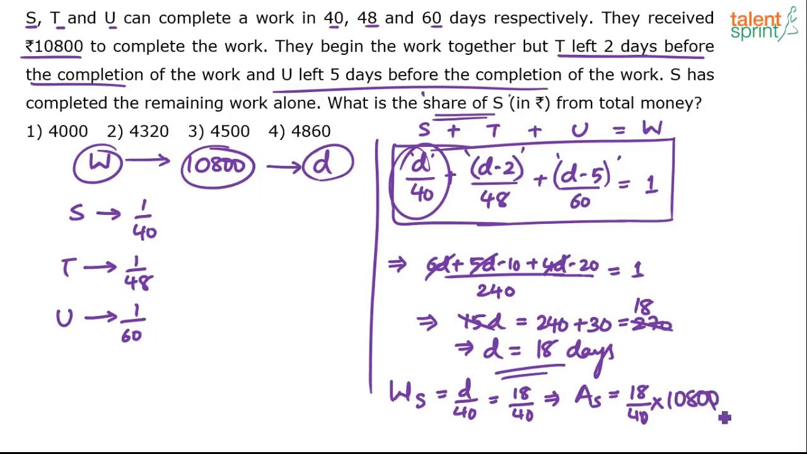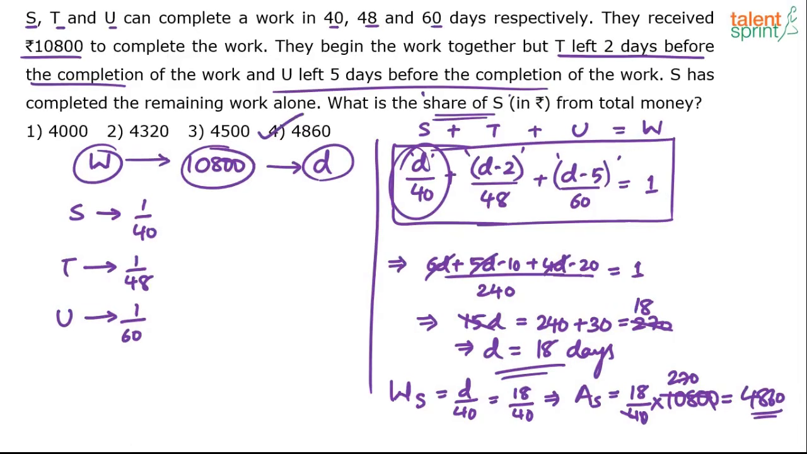Simplify this. 0 anyway gets cancelled. 1080 by 40, it's 250 plus 20, 270. 18 into 270, so 5,400 minus 540, 4,900 minus 40, 4,860, 4860. Option 4 has to be the answer, 4860.